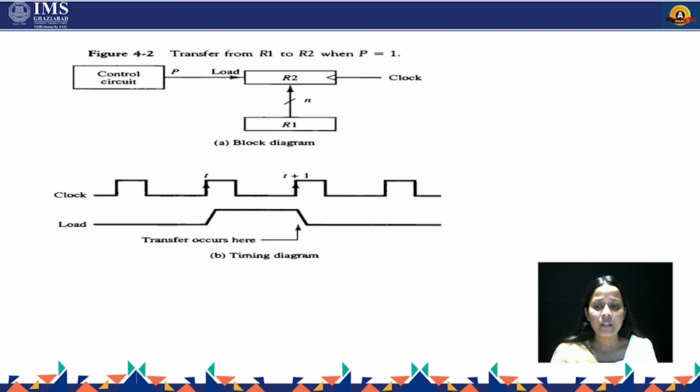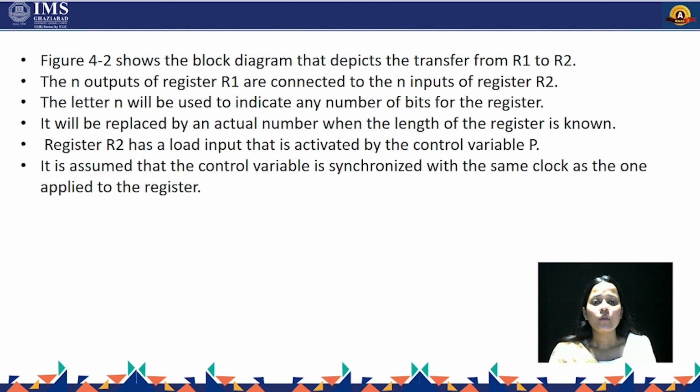In the next timing diagram, we have represented this same thing with the clock edges T and T plus 1. Now, this is the same explanation I have given already, that N is the number of inputs which will be transferred into R2 and represents the number of bits in the register. If you know the actual length, say that you are transferring data of 8 bits, then you can write 8 instead of N. So if the number of bits is known, then you don't need to represent N.